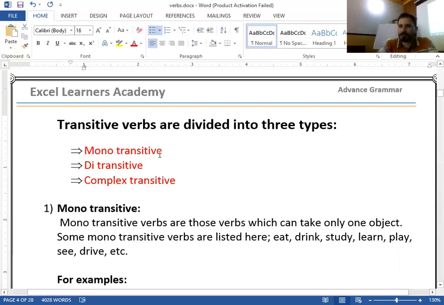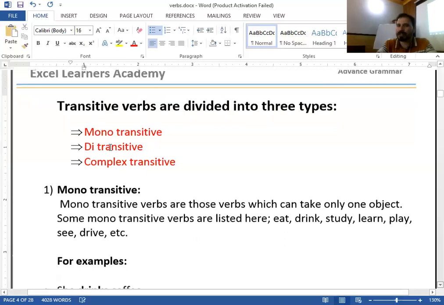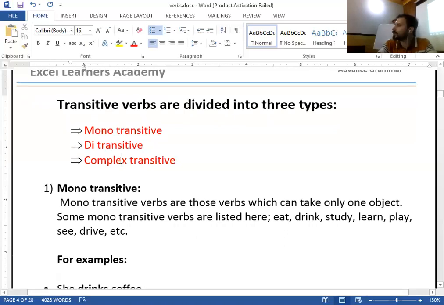The first one is called monotransitive. Clear? Second one is called ditransitive, and the third one we call complex transitive. These are the three types of transitive verbs. What is a monotransitive verb? Mono means one. Mono means what? One. Clear?